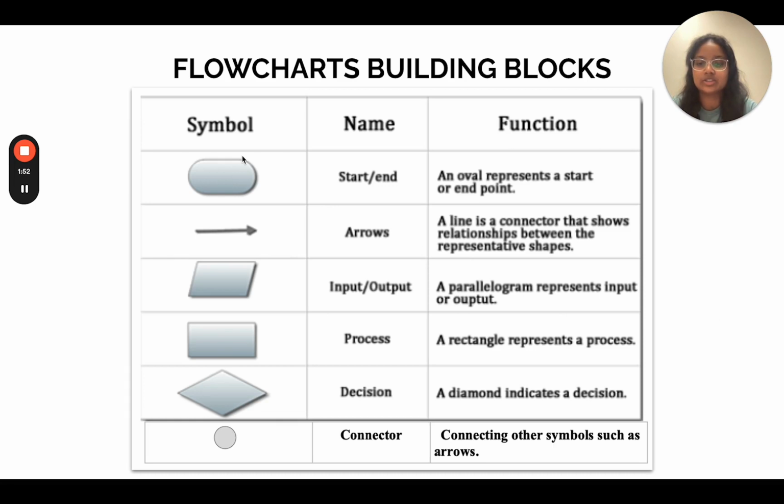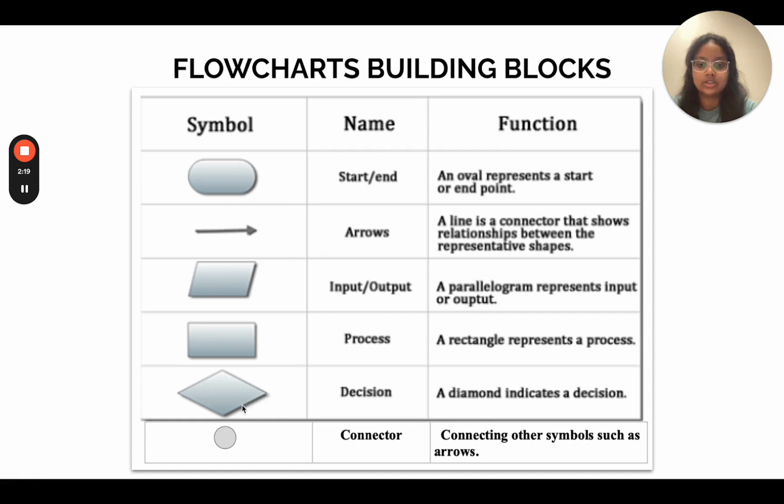It's basically a bunch of shapes that you put together to show a process, and these shapes matter. So the oval is going to be the start or the end of a process. The arrows are connecting the different shapes together. The input-output is going to be this parallelogram. So any values that you are reading in are going to be put in this little shape.